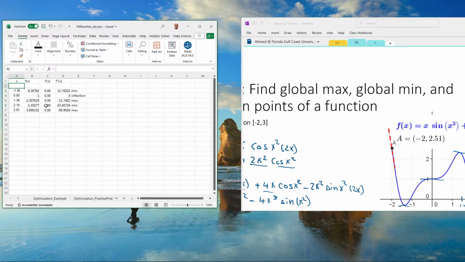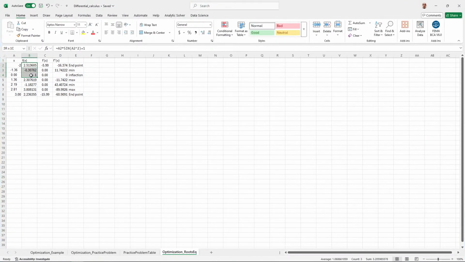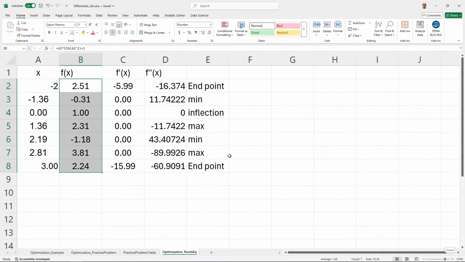So my endpoints, I have -2 and I have 3, and I can do all these guys here, and this is an endpoint, and this is an endpoint. Okay, so what do I get here? Let's look at this table now. Here are my results. Let me make them a little bit bigger so you can read this. Okay, here we go.